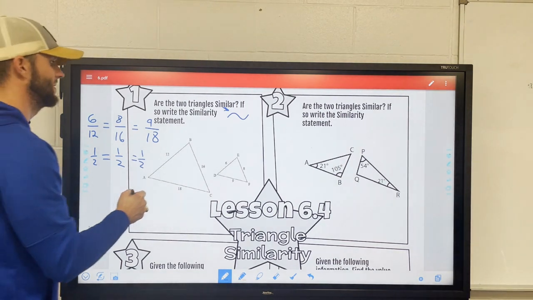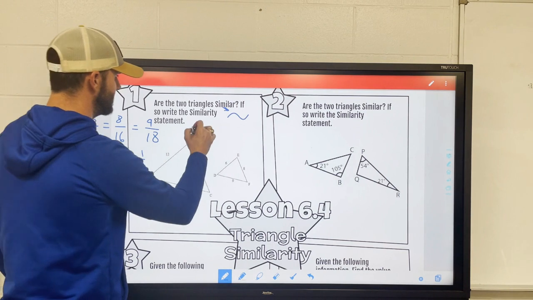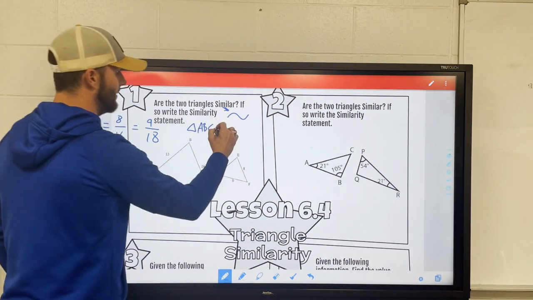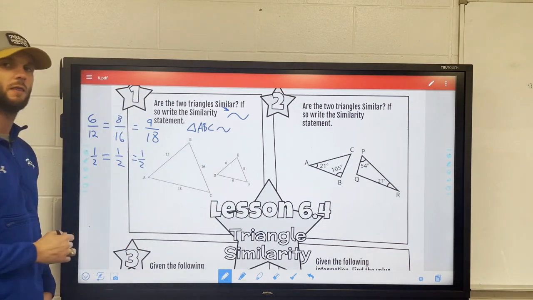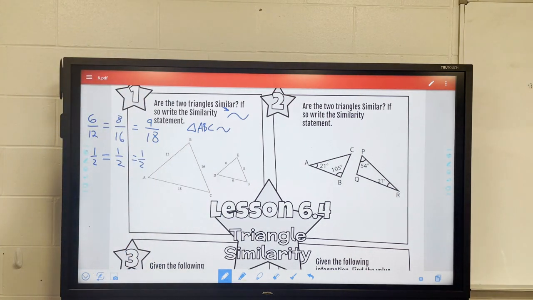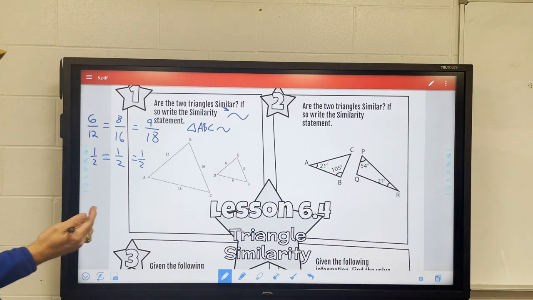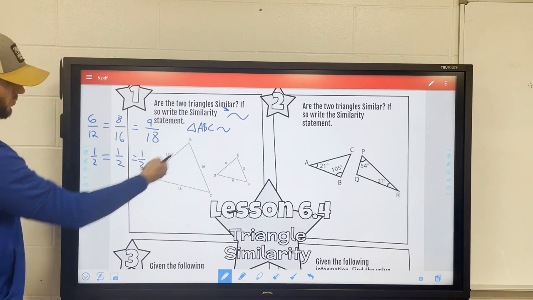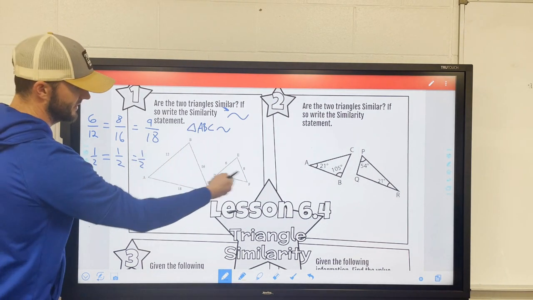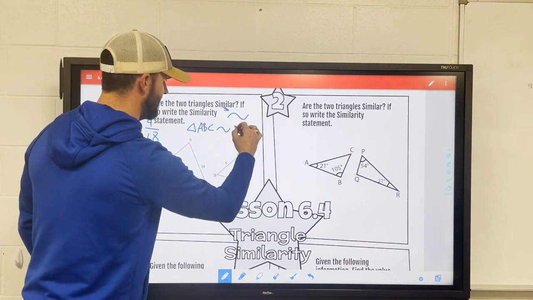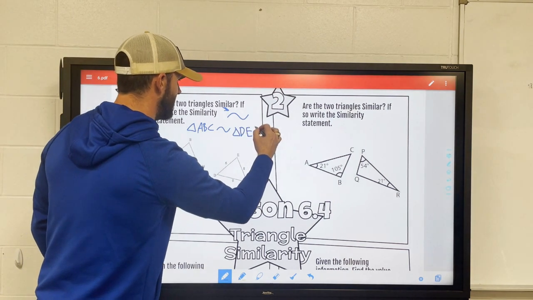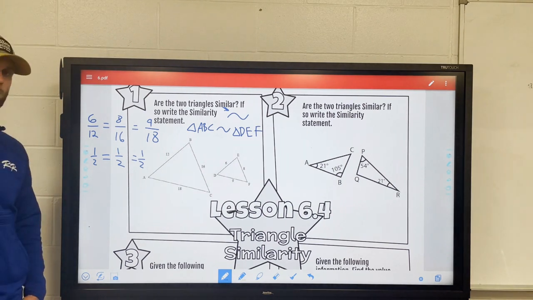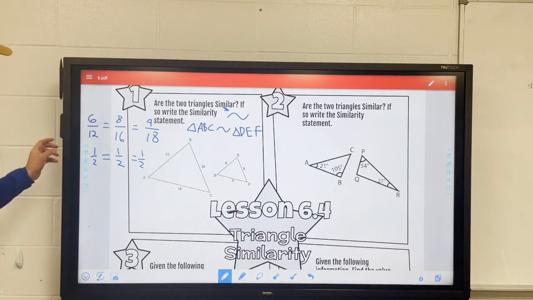So let's go ahead and write my similarity statement. So I'm going to go ahead and do ABC. So triangle ABC. And remember, similar, I'm going to put my little squiggly line here. That means they are similar to each other, meaning the sides are proportional and the angles are congruent. So I had ABC. It looks like 12 and 18, so 6 and 9, so it's going to be D, E, F. So D, E, and F is going to be your sides that are going to be congruent to each other, okay? Let's look at example number 2.